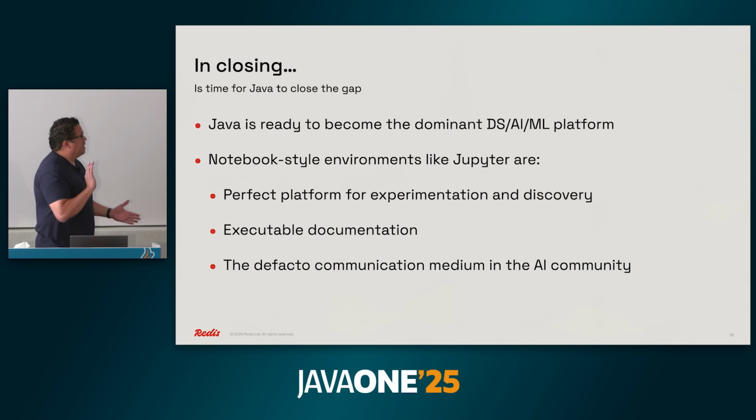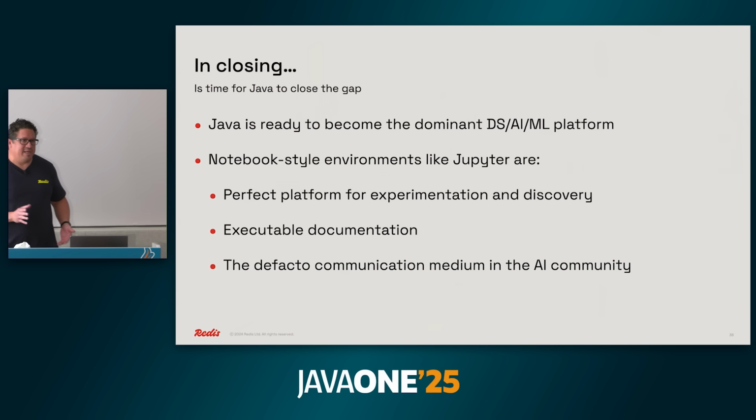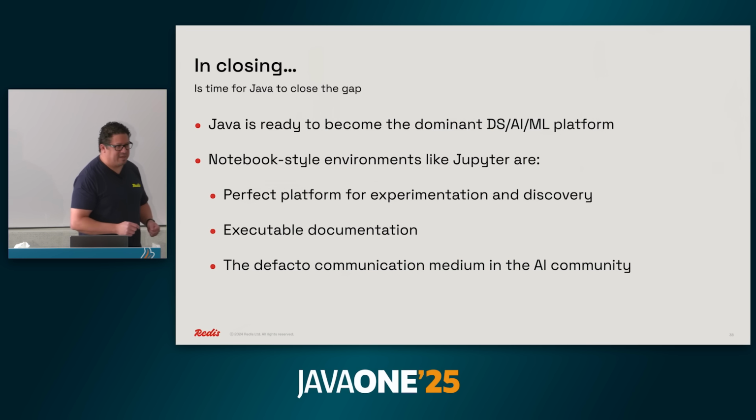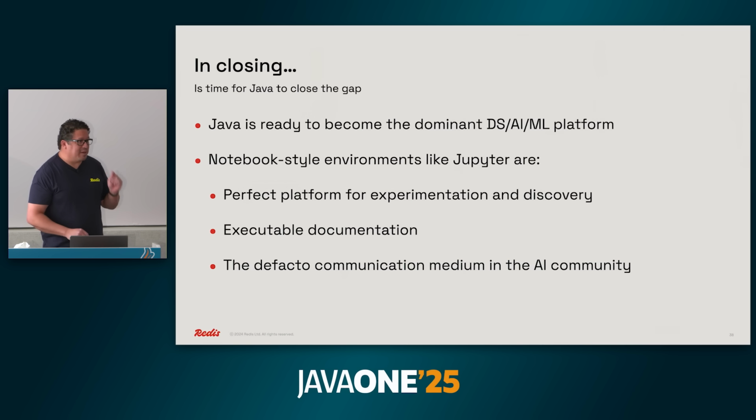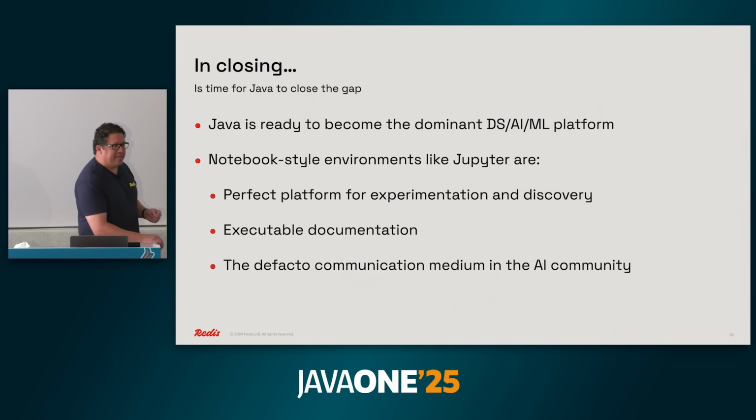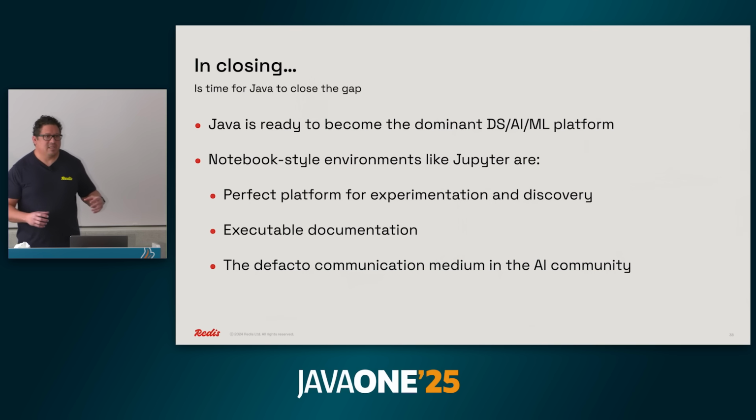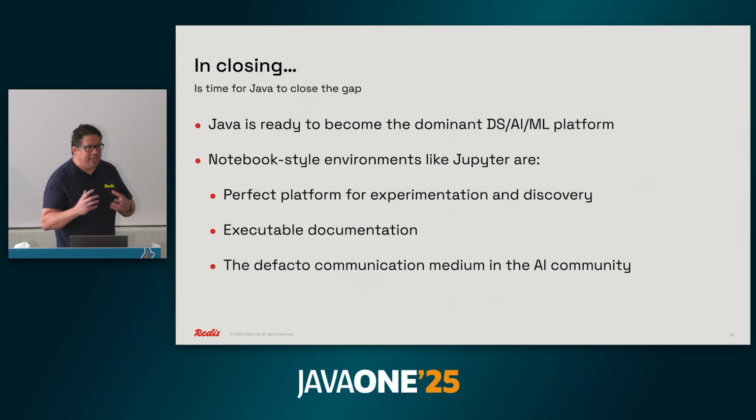In closing, Java is ready to become the dominant data science, machine learning language out there. Project Panama, all the things that we're doing, it's going to make the nightmares that you have in Python right now go away. Because the promise of write once, run anywhere is going to be realized for this AI world. If you don't want to learn a new language, which is okay, but you have expertise in Java, you can actually get into data science with Java nowadays.